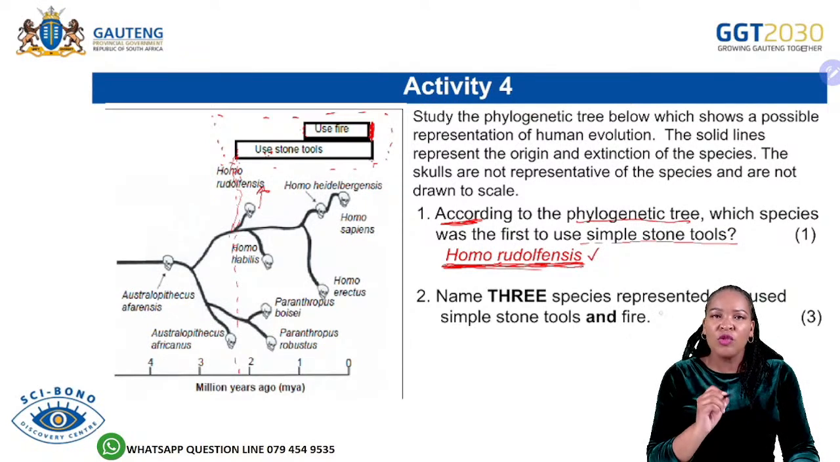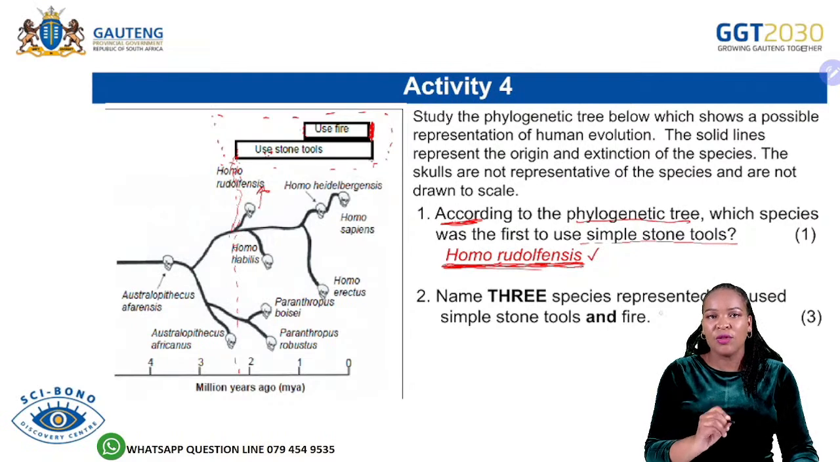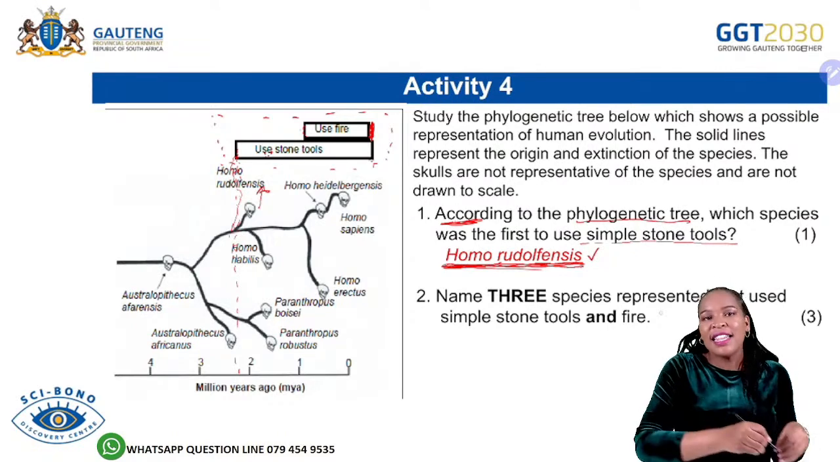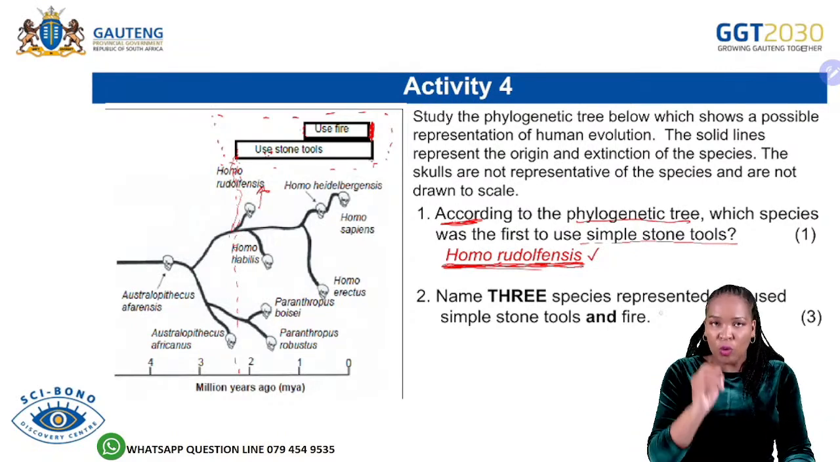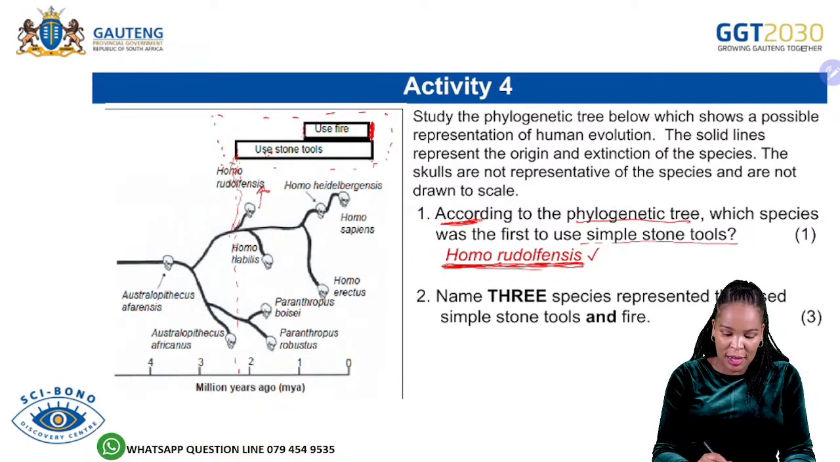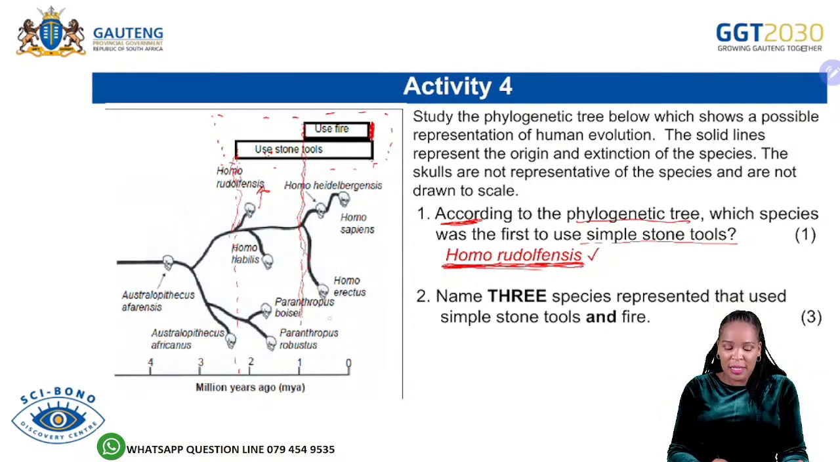Now, you are not only going to look at the organisms that use stone tools, you're going to look at those that use stone tools together with fire. So, you're going to look at the block that says fire. So, here is fire. We go down. You're going to look at everything that comes from the right here. So, you have your Homo heidelbergensis, you have your Homo sapiens, your Homo erectus, and your Paranthropus boisei.